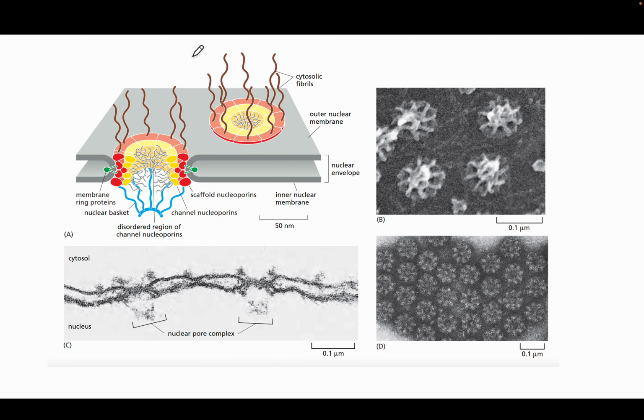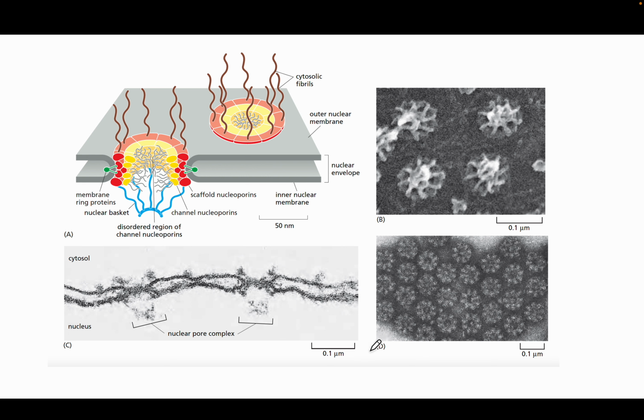So this is a nuclear pore complex. This is the nuclear envelope, outer membrane and inner membrane. This is a nuclear pore complex, which is a protein that forms a pore, and it is a multimeric protein complex, where you can see that there are some membrane ring proteins, some proteins forming nuclear baskets, channel nucleoporins, scaffold nucleoporins, like that. And there is also some disordered region of channel nucleoporins.